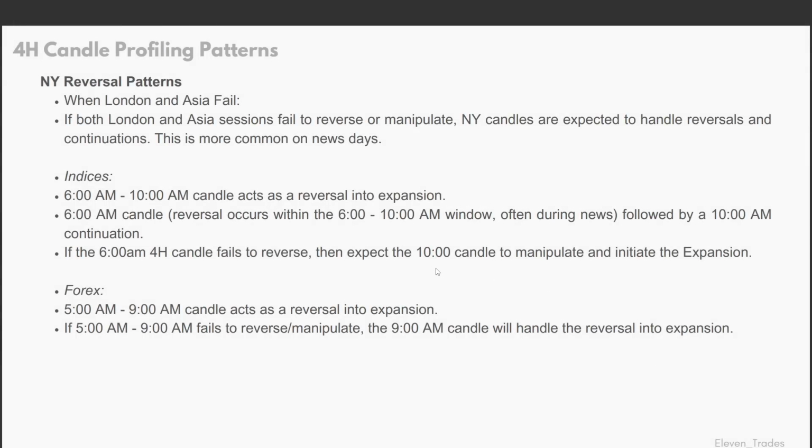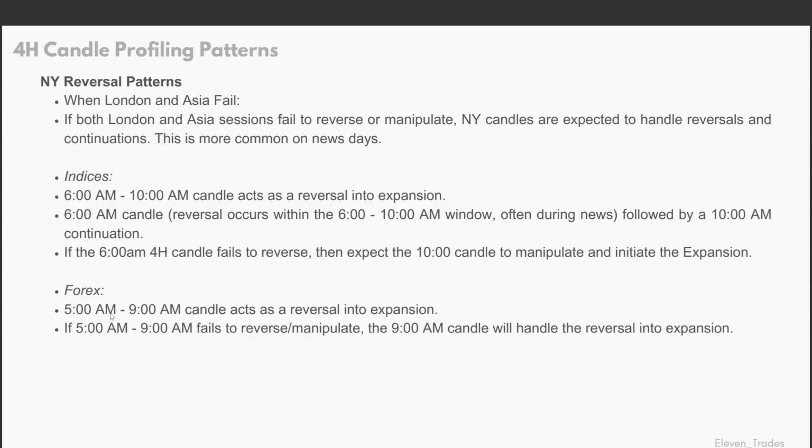Now the 4-hour candle profiling patterns for the New York session. When the London and Asia fail to reverse or manipulate, the New York candles are expected to handle the reversals and continuation. For indices, you have to focus on the 6 a.m. to 10 a.m. candle, which is acting as a reversal into expansion candle. The reversal is likely to occur on this candle because it is covering the major news events of the New York session. And if the 6 a.m. candle is failing to reverse, then the 10 a.m. candle will reverse into expansion candle.